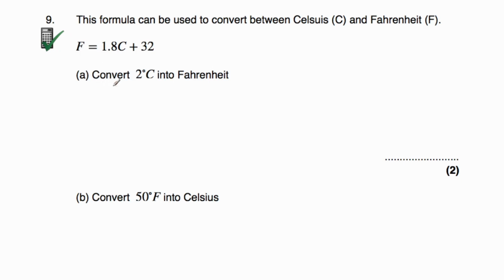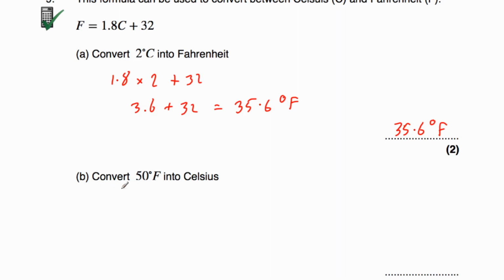So part A says convert 2 degrees Celsius into Fahrenheit. So we know our degrees Celsius is 2, so we're going to do 1.8 times 2, and then we're going to add on 32. So 1.8 times 2 is equal to 3.6, and then we're going to add on 32. So 3.6 plus 32 is equal to 35.6, and that's degrees Fahrenheit. So the answer is 35.6 degrees Fahrenheit. So part B, we're asked to convert 50 degrees Fahrenheit into Celsius.